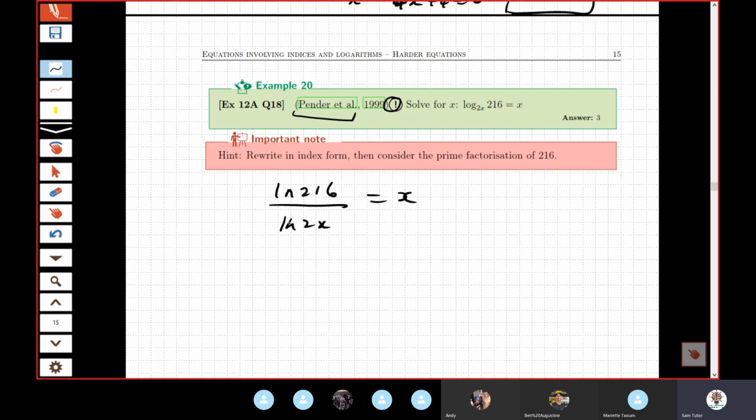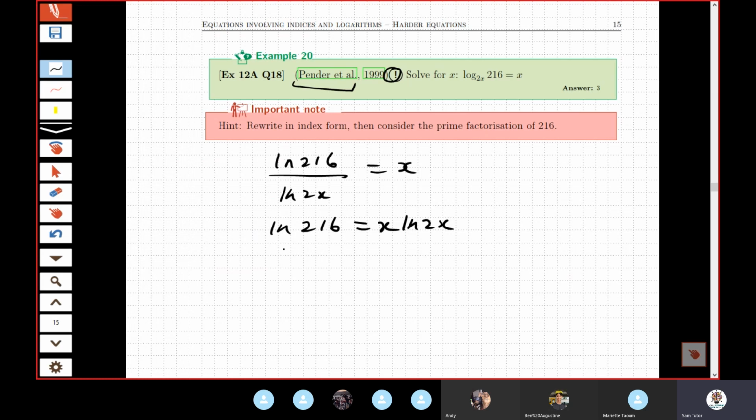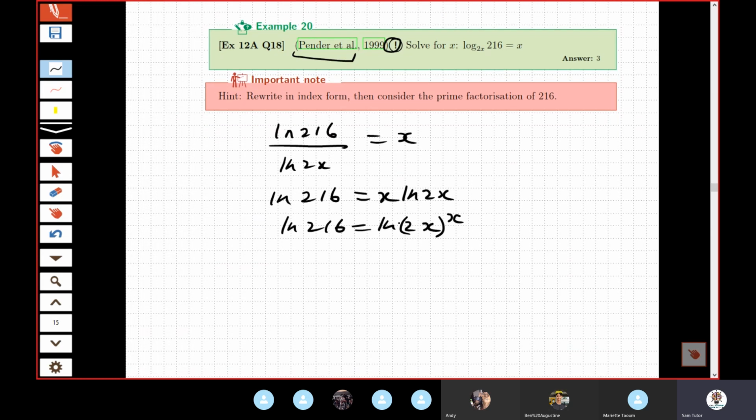Yep. I would usually multiply this over. So I get log 216 equals x ln 2x. Again, I'll bring the x up. And then, unfortunately, it looks like you won't be able to solve this. You won't be able to solve this because you've got x to the power of x. You can't say, oh yeah, log it to get rid of the x. Well, this was logged, so it's not going to do much because you're still going to have an x in here.